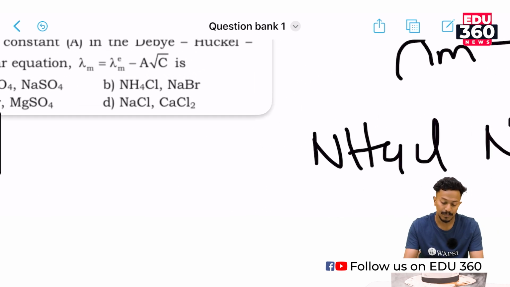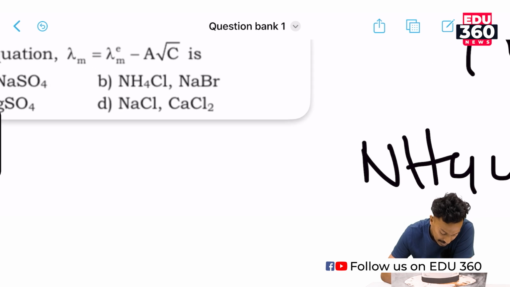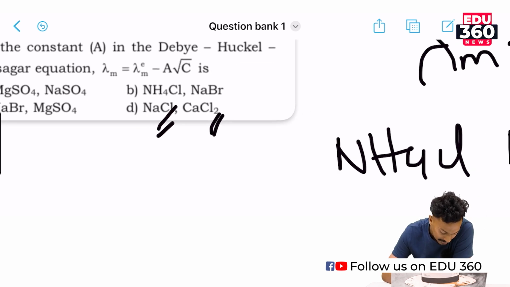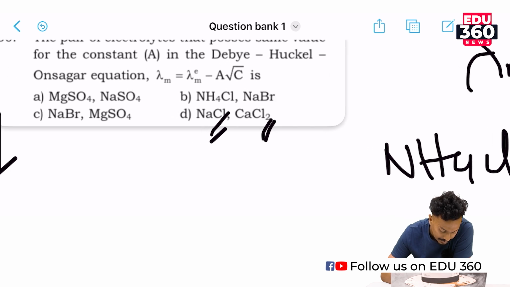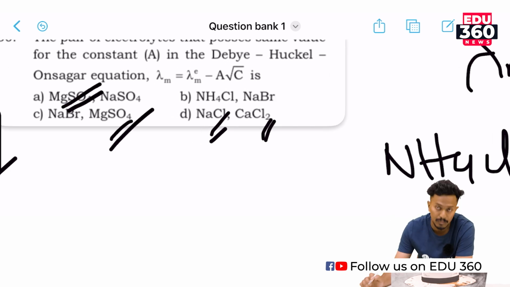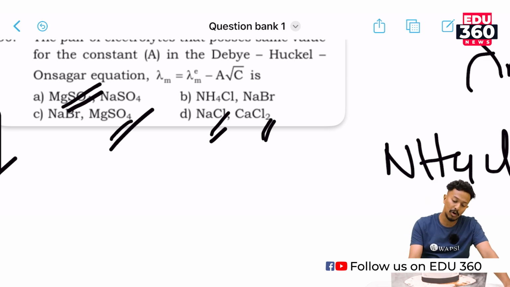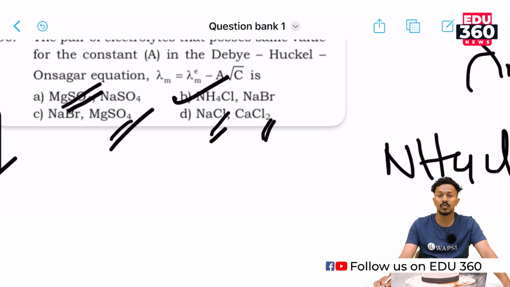The remaining options: NaCl has 1 chlorine, CaCl2 has 2 chlorine atoms. Well, both MgSO4 ions carry 2 charges. So the correct option would be option number B, NH4Cl and sodium bromide. Okay.